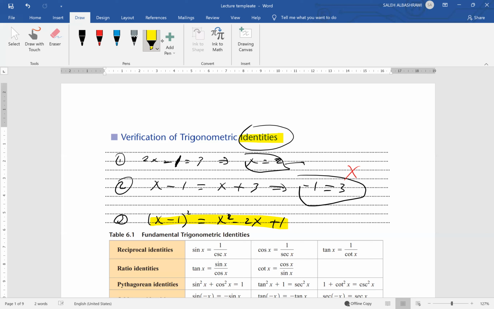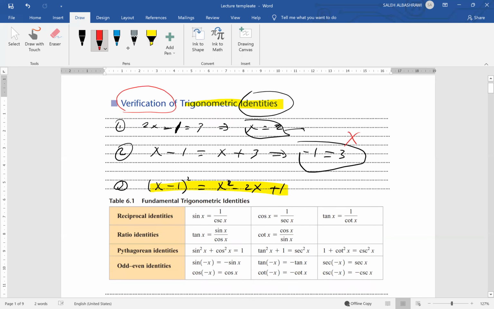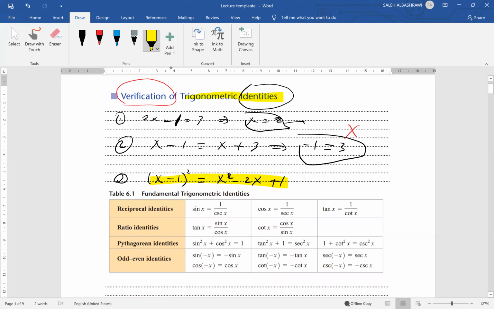And the trigonometric identity, it is an equation containing the trigonometric function, sine, cosine, tangent, cotangent. And for the verification, it means we need to show that the left-hand side equal to the right-hand side. So the idea of this topic is to verify, is to show that the left-hand side is equal to the right-hand side. And to do this, we need some fundamental identities. We have some identities or trigonometric identities.